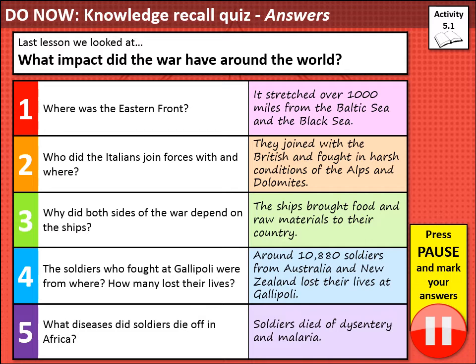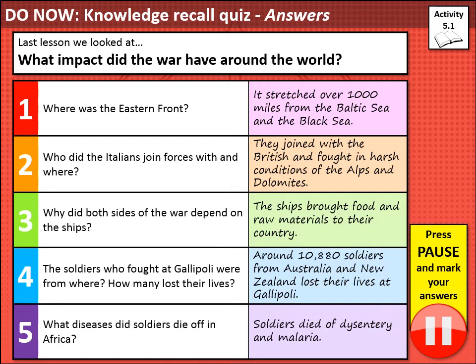Both sides of the war depended on the ships as they brought food and raw materials to their country, and those that were attacked by the German U-boats then prevented food and resources getting to the country that they needed.